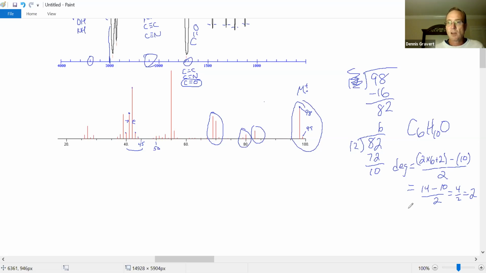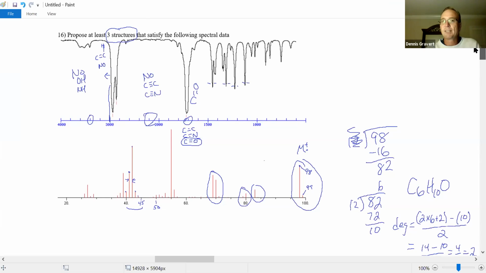Okay, so I definitely have 1 pi bond. That's what the IR is screaming at me. Make sure you have a C double bond O in your molecule. And then we have 1 more pi bond or a ring. What else do we know? None of those other functional groups. There's no more data.